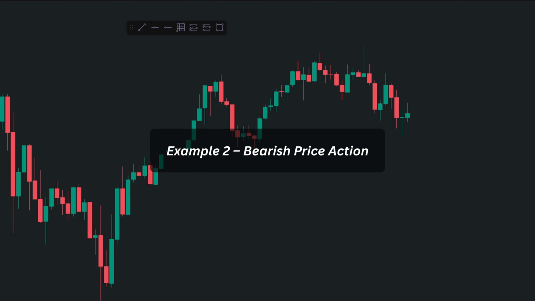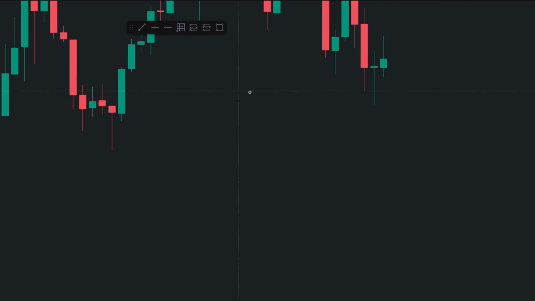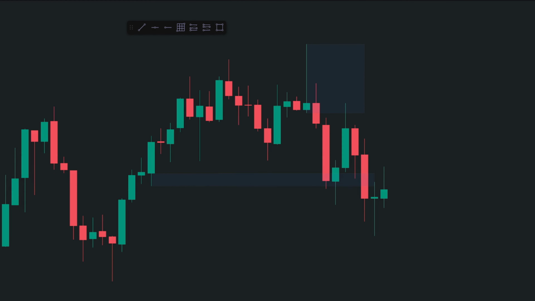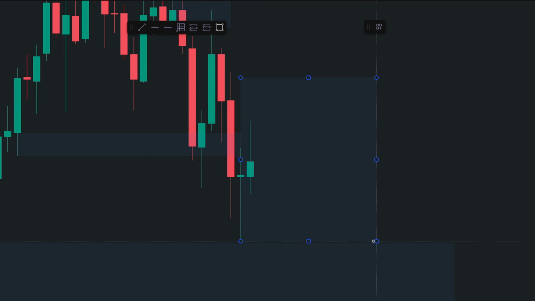Example 2. Bearish price action. Now let's look at a bearish scenario. Here, we had a bearish order block that held price for a while. After that, price broke this bullish order block, meaning sellers are now fully in control. Sellers remain in control until price reaches the next bullish order block, and in this room, we only take sell trades. To take a sell, the first thing we need is either a touch of a bearish order block or a break of a bullish order block.